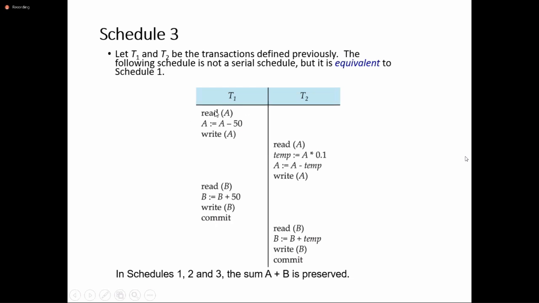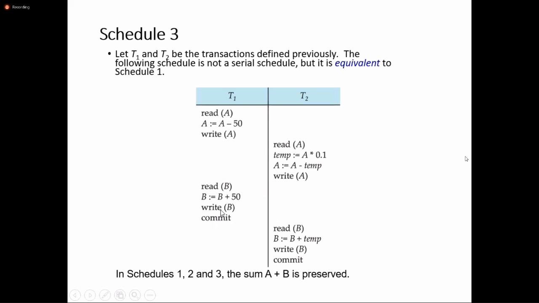In T1 you can see: read A, minus 50, then write A is 950. Then read A, now it's 950 times 1%. If you write A after that reading, this is a schedule. If you make it like this, both are reading the same thing, one after one.